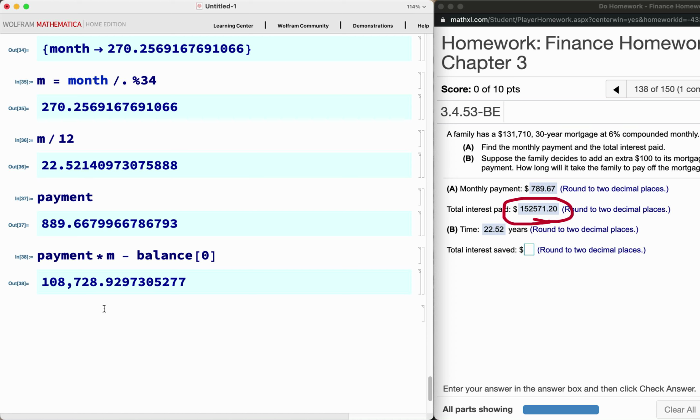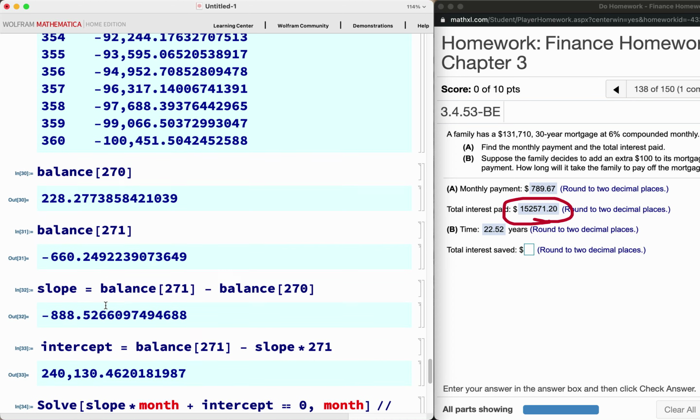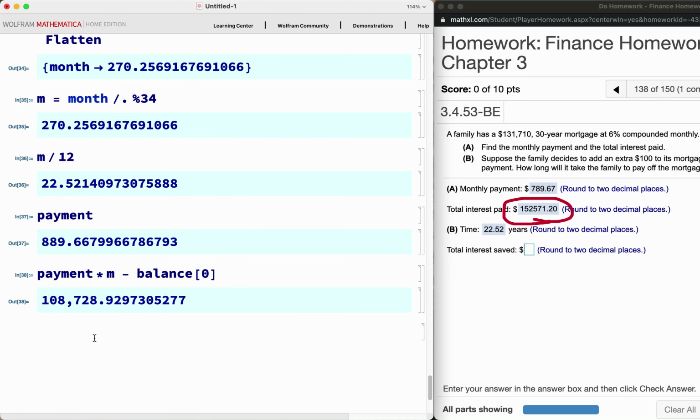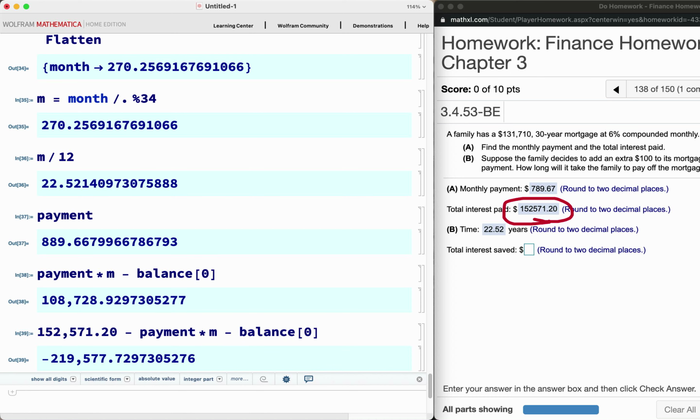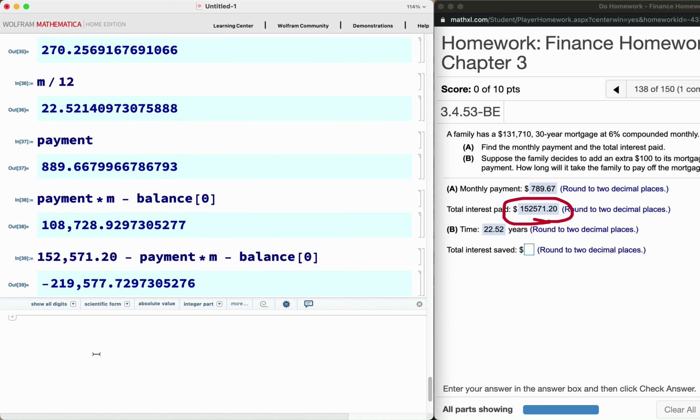So then 152, well, how do we get that value? Let me see, hold on 1 second. Well, I'll just copy the value. $152,571.20 minus payment times M minus balance of 0. Something doesn't seem quite right. Wait a minute. That's way too, wait a minute. Something got screwed up. Hold on 1 second.